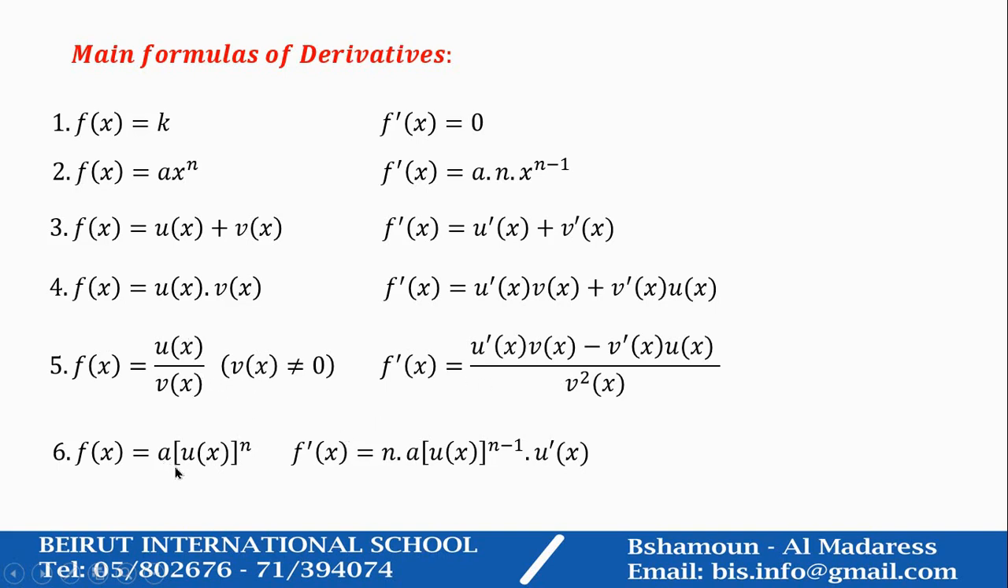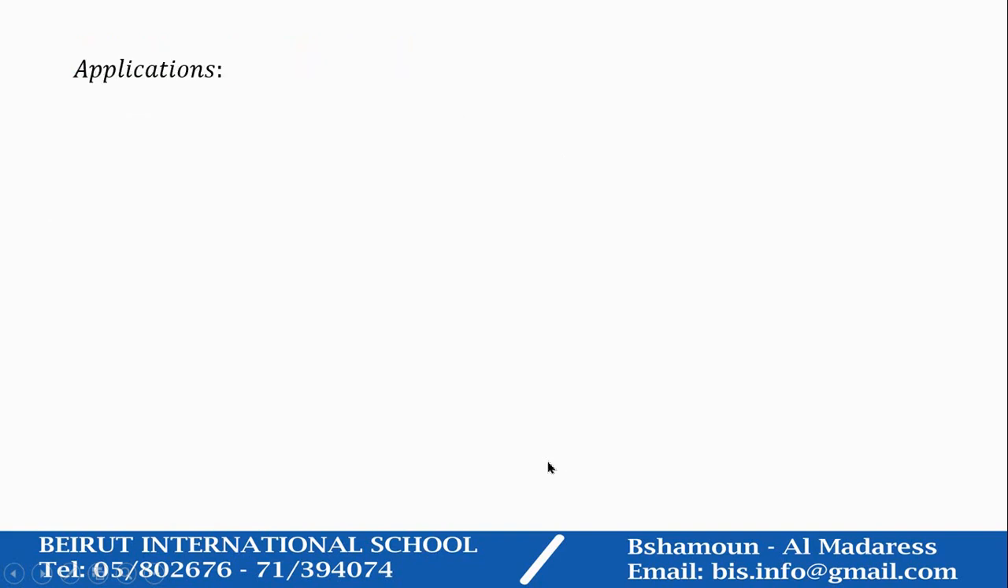If you have a function of the form a times u of x to the power n, the derivative will be n times a times u of x to the power n minus 1 times the derivative of u of x. Application.